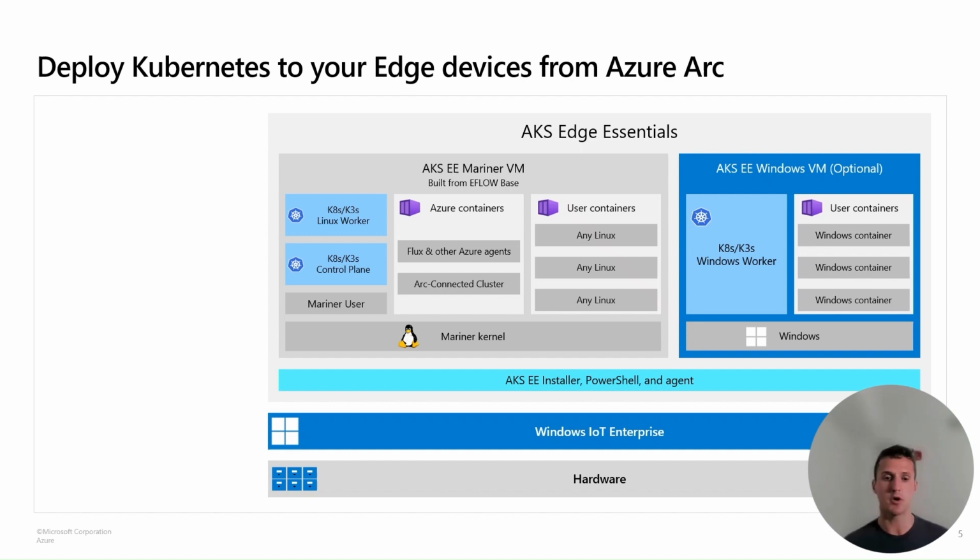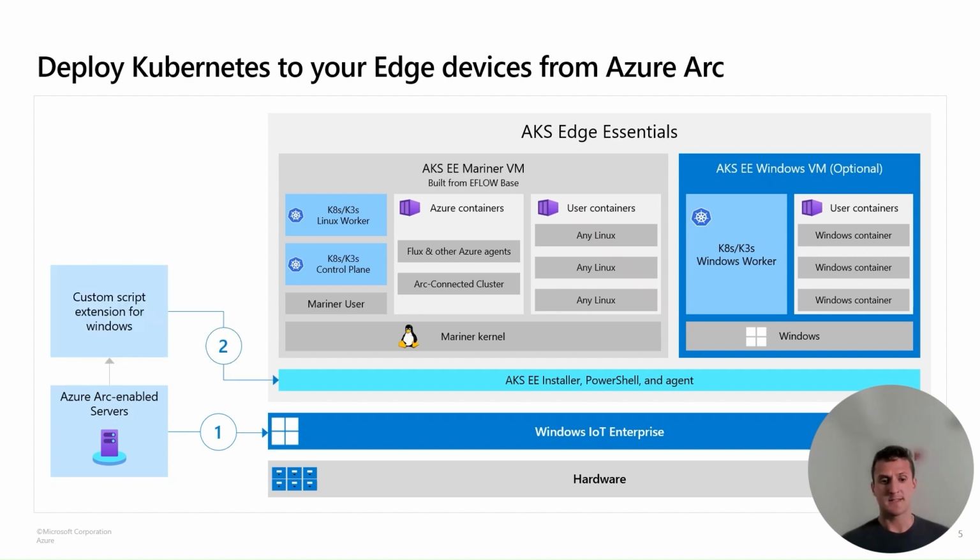And what we'll be doing is we're going to be first connecting this Windows IoT Enterprise device using Azure Arc enabled servers. Second step, we'll be using the custom script PowerShell extension for Windows directly from Azure Arc in order to download the installer and deploy the AKS Edge Essentials cluster. And finally, the third step, we're going to be connecting this cluster to Azure Arc enabled Kubernetes so that we can actually see all the resources and see everything directly from the cloud. So now let's go ahead and show you the demo.